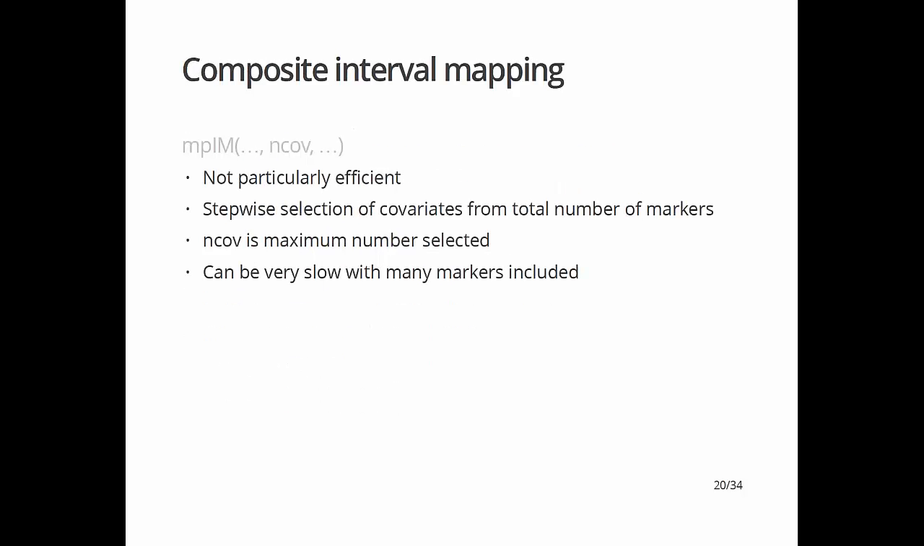The other thing that's in there, which I haven't talked about much, is composite interval mapping. So there you're allowing additional covariates to be fit in the model. It's not as efficient as the implementation in Carl's package. Basically, you're doing a stepwise selection of covariates from the total number of markers, and you're trying to account for that background genetic information. NCOV, so that argument, NCOV, is the maximum number that will be selected. It's not necessarily the number that will be selected. If you put in a value of 1,000, it's most likely not going to include 1,000.